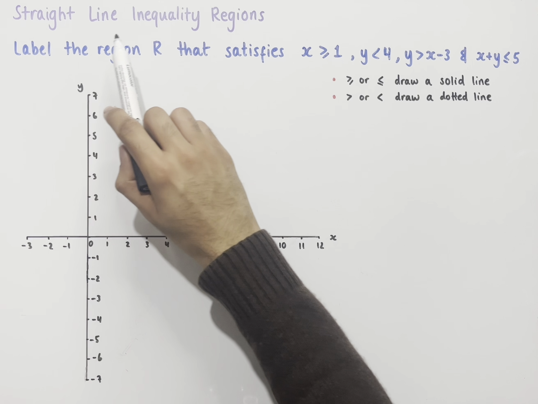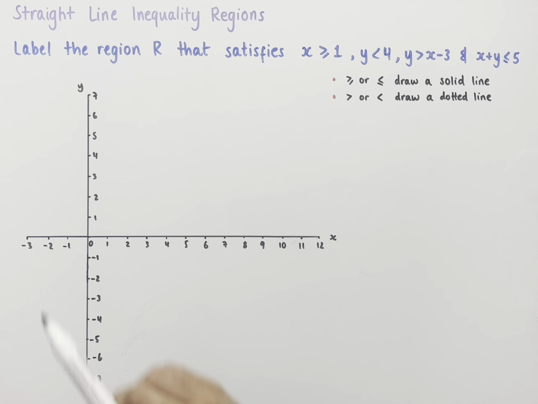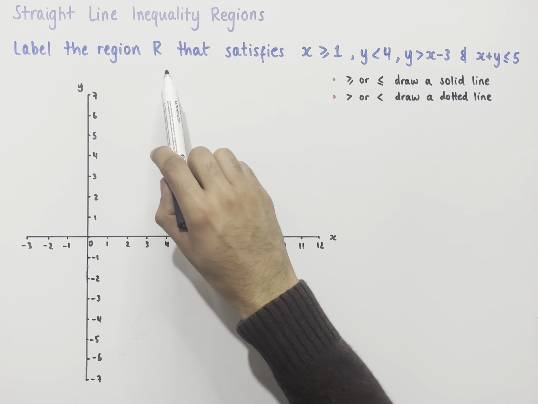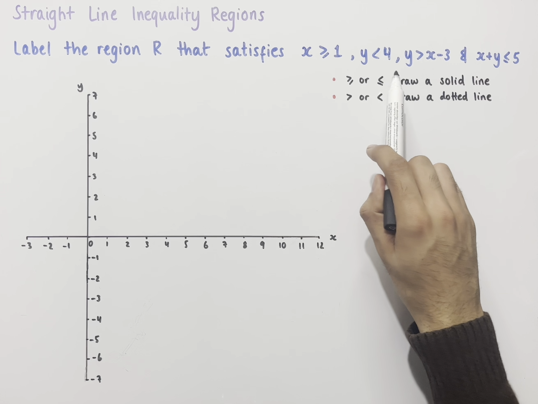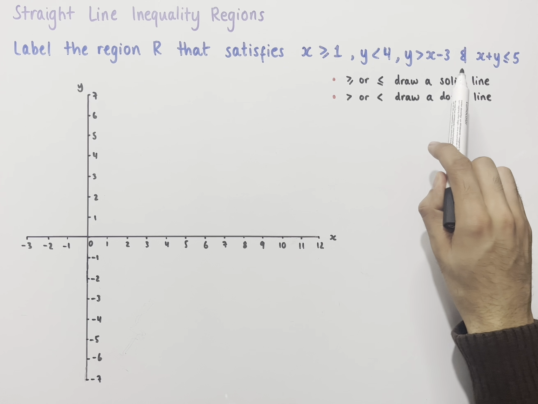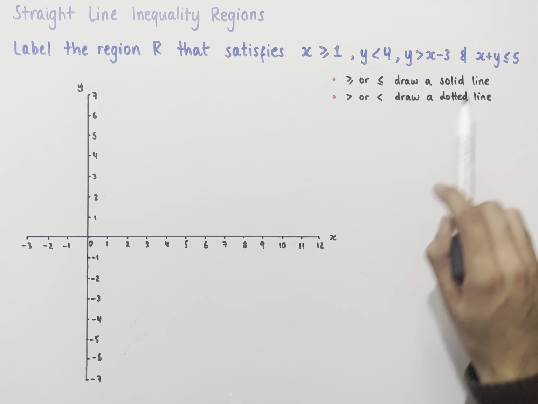Let's look at sketching straight line inequality regions. The question says, label the region R that satisfies x is greater than or equal to 1, y is less than 4, y is greater than x minus 3, and x plus y is less than or equal to 5.